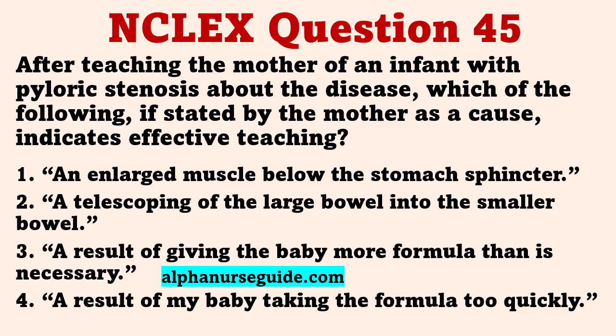The correct answer is 1. Pyloric stenosis involves hypertrophy of the pylorus muscle distal to the stomach and obstruction of the gastric outlet, resulting in vomiting, metabolic acidosis, and dehydration. Telescoping of the bowel is called intussusception. Overfeeding, feeding too quickly, or underfeeding is not associated with pyloric stenosis.